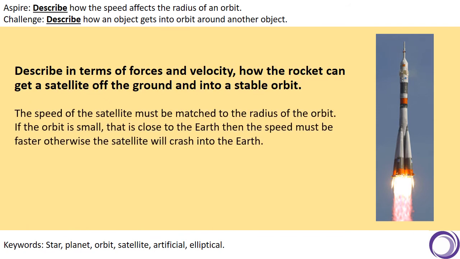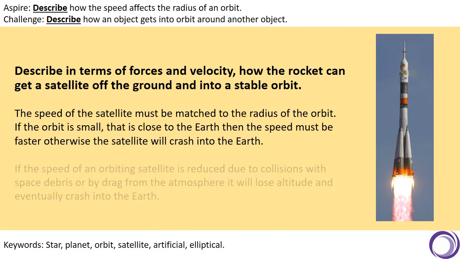So you've got to match the speed of the satellite to the radius that you want. If your orbit's too small and you're going close to the Earth, speed's not fast enough, otherwise it's going to crash into the Earth.